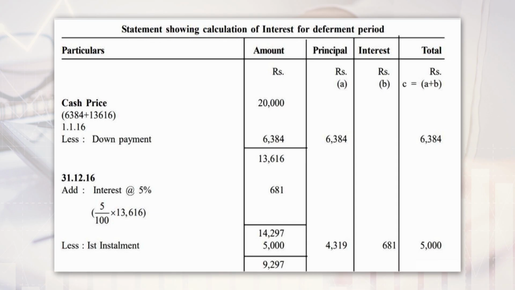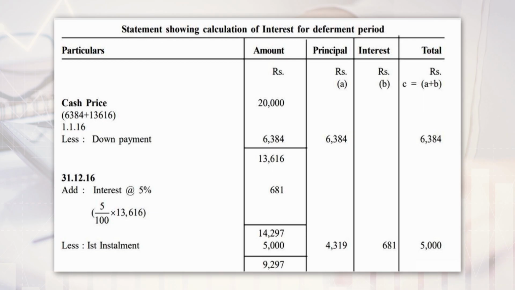So cash price was 20,000. Out of this, 6,384 was the down payment and this is the balancing payment. So total is 20,000, less down payment 6,384. So 13,616 is the remaining amount. On this we will calculate the amount of interest which is included in the first year installment, 5%. So 5% of 13,616 comes to 681.